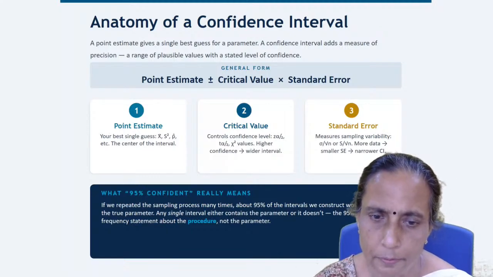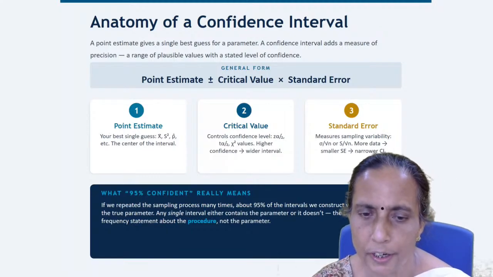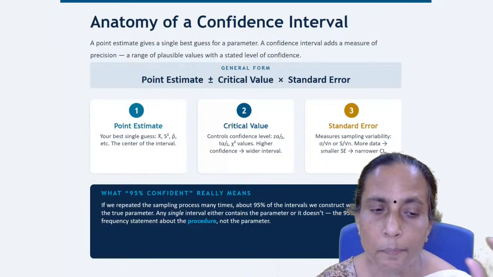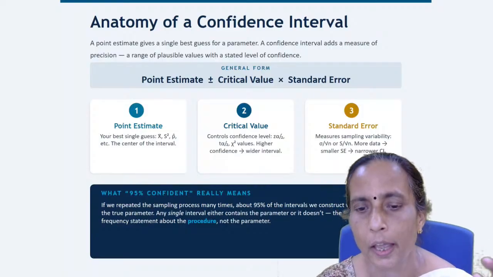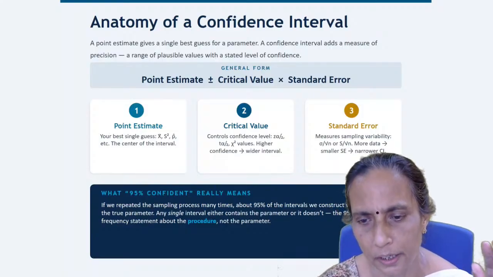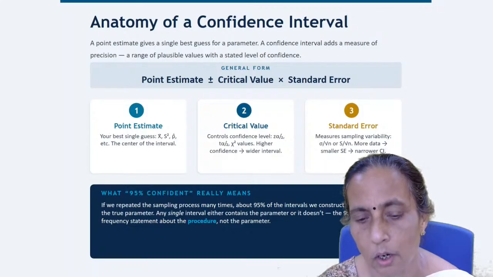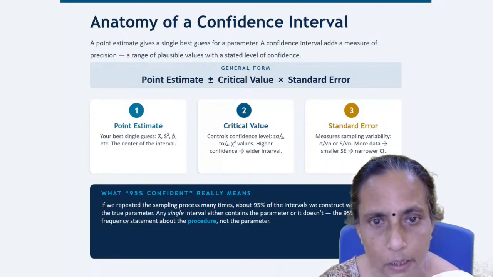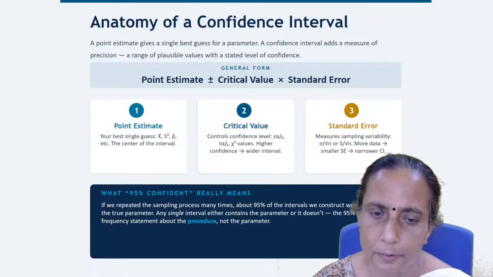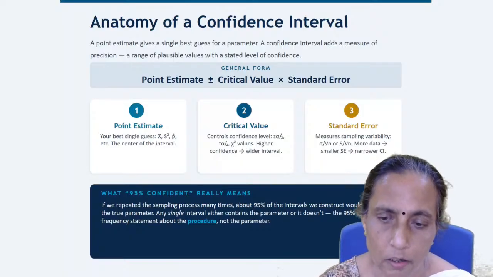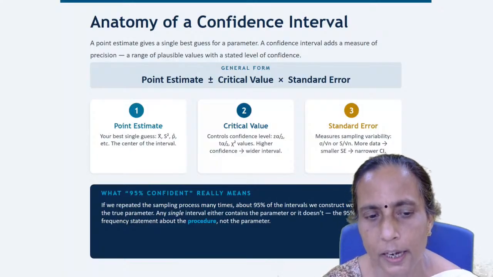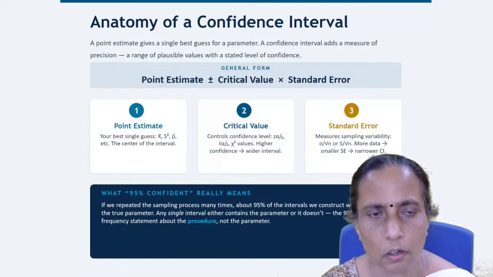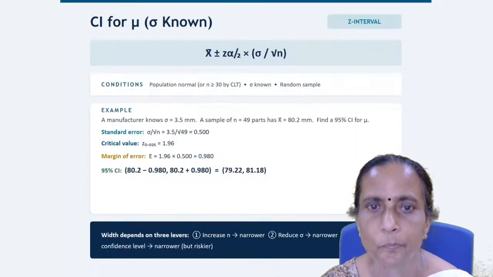So what does 95% confident really mean? If we repeated the sampling process many times, about 95% of the intervals we construct would contain the true parameter. Any single interval either contains the parameter or it doesn't. So the 95% is a long-run frequency statement about the procedure, not the parameter.